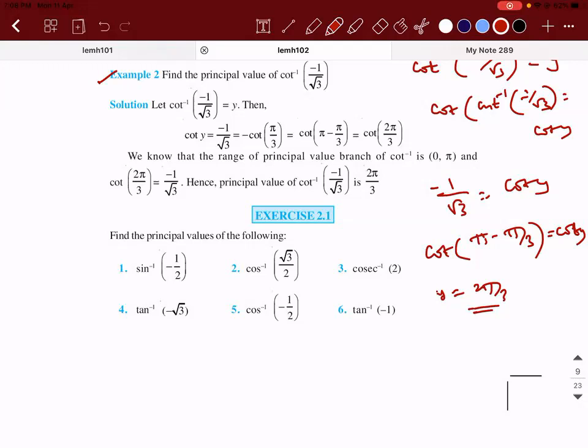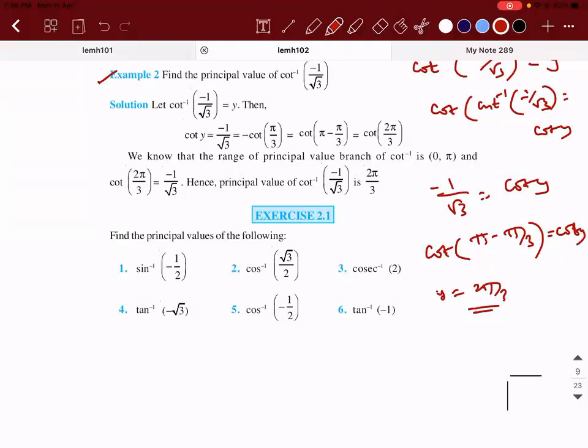Why? Because -pi by 2 to pi by 2, break it. -pi by 2 to 0, which quadrant? Fourth quadrant. And 0 to pi by 2, first quadrant. Since sine inverse of -half is there, where will the angle lie? Will it be the fourth quadrant or the first quadrant? Fourth quadrant. So find the acute angle and just put a minus sign before it. Your job is done.